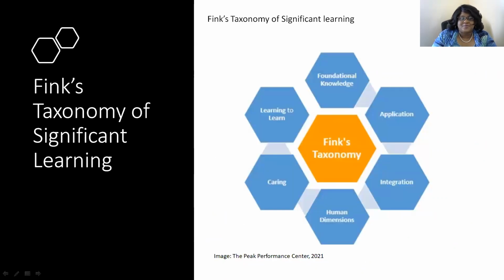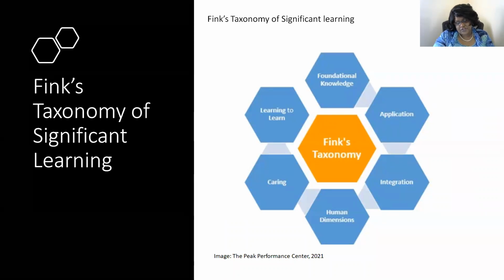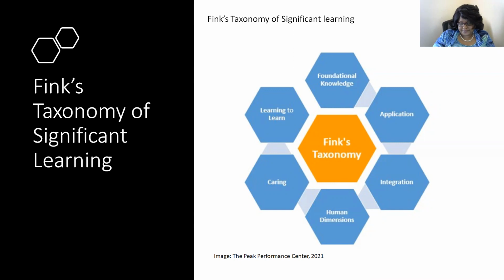Then I wanted to spend a little bit of time talking about Fink's taxonomy of significant learning. It's not used as much, but it really does have some really cool aspects to it as it relates to learning that might not necessarily come through utilizing Bloom's. So when we look at the foundation, where Bloom's does a hierarchy, what Fink's does is say that you can have different hierarchies within each area, but that they all come together.